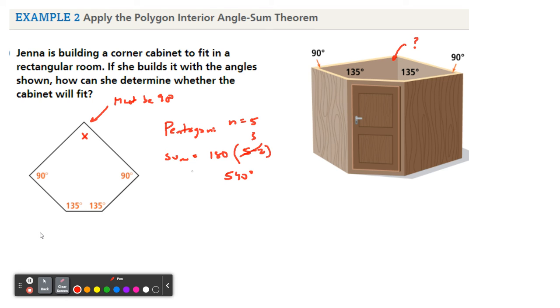So now we're going to add them up, right? So I'm going to take my unknown angle x. I'm going to add it to 90. I'm going to add it to 90 because there's 2 of them. And then I'll add it to 135, and I'll add it to 135. And this should equal 540.